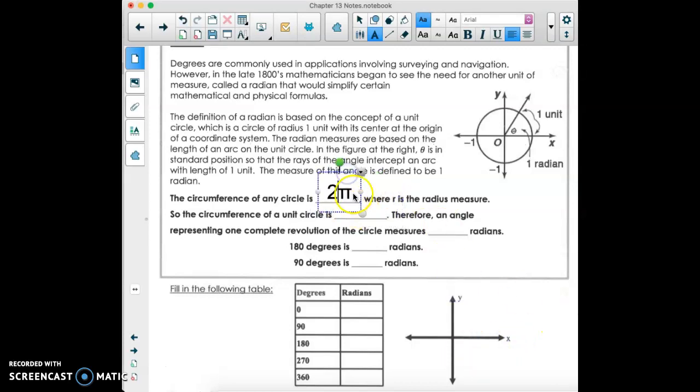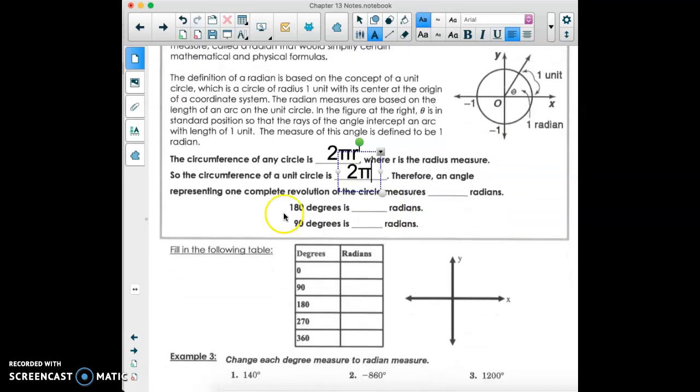2 pi r, where r is the radius measure. So the circumference of a unit circle, the thing that I've shown you here, where the radius is always exactly 1 unit, allows us to get rid of the r variable and just say that the circumference is 2 pi. Therefore, an angle representing 1 complete revolution of the circle measures 2 pi radians.